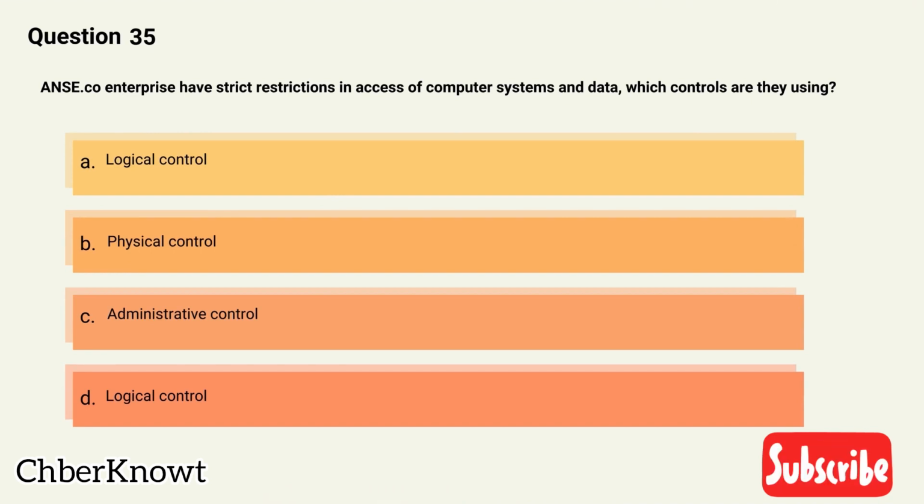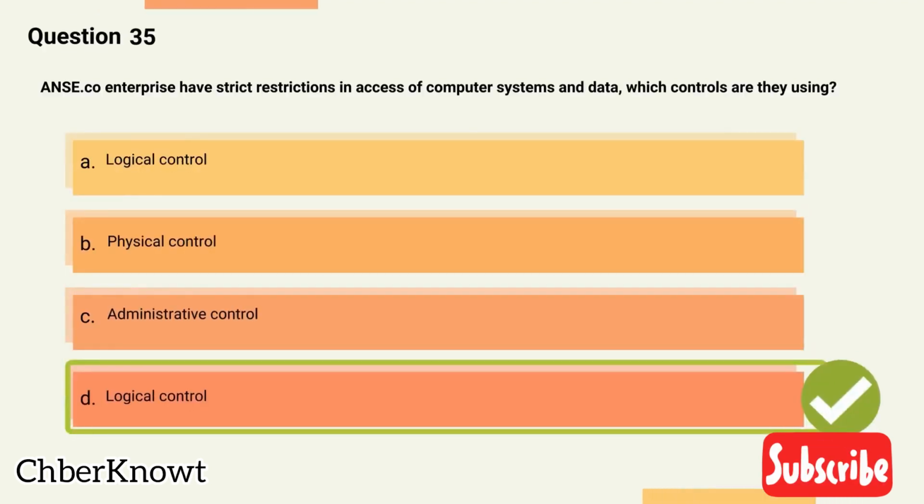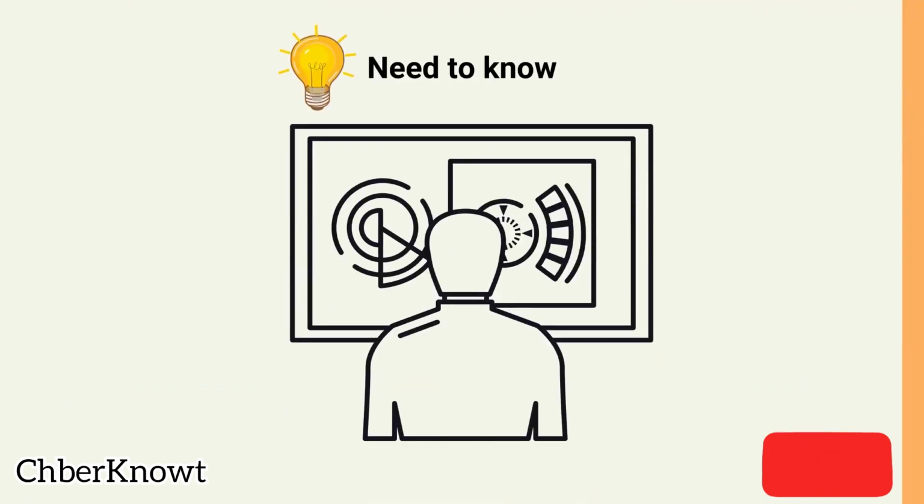Option A. Logical control. Option B. Physical control. Option C. Administrative control. Option D. Logical control. The correct answer is Option D. Logical control. Explanation. Logical controls are used to restrict access to computer systems and data. Examples of logical controls include passwords, access controls, firewalls, and intrusion detection systems.